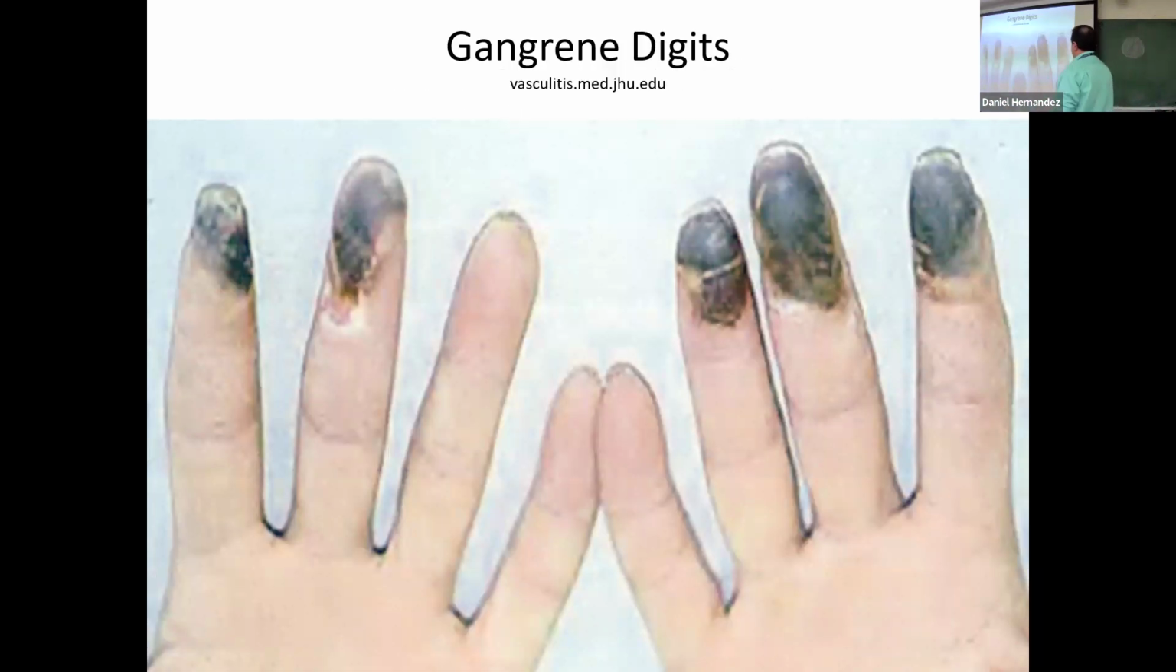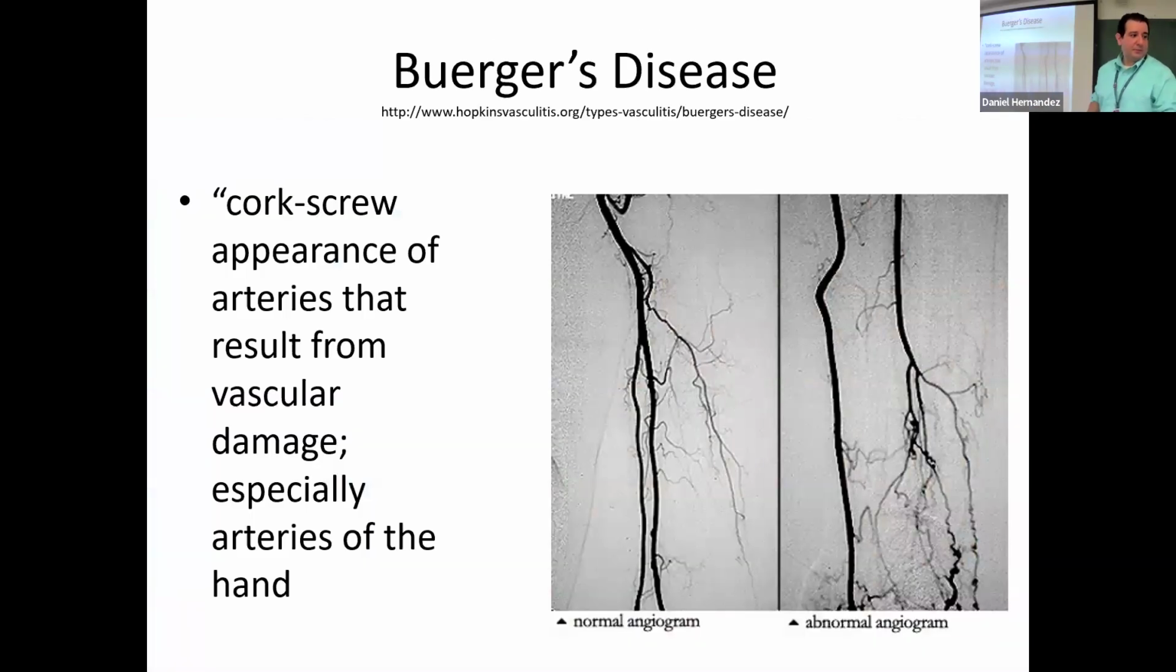So an example of how severe it can get. In this case, this vasculitis has now caused gangrene on this patient's digits. So these are definitely going to either have to be amputated or debrided, well, probably amputated. With Buerger's disease on angiogram, the vessels tend to take on this corkscrew appearance from the other arteries that results from the vascular damage, especially in the arteries of the hand. So here's the normal angiogram, and then over here you can see these vessels taking on this corkscrew appearance.